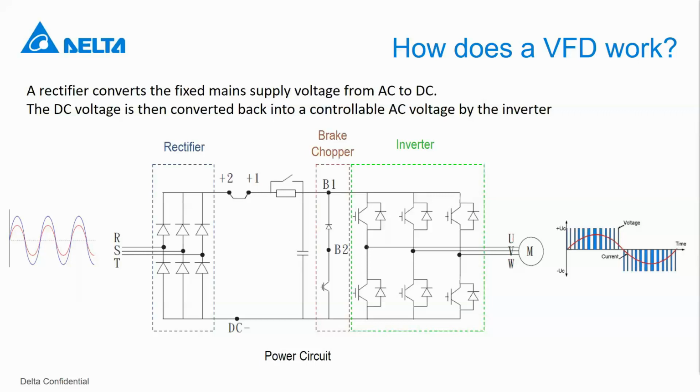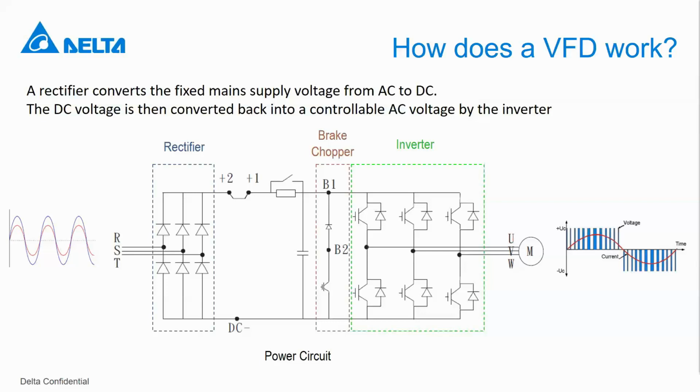But okay, so you have the rectifier on the input, and this converts the fixed main supply voltage from AC to DC. And then the DC voltage is then converted into a controllable AC voltage with the help of the inverter. So this is a three-phase rectifier. A single-phase rectifier will have two diodes less. Regardless of whether the input of the drive is three-phase or single-phase, this will be converted to DC, so that's plus and minus. The output will always be three-phase. We do not make drives for single-phase motors.